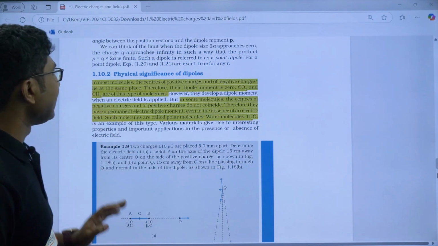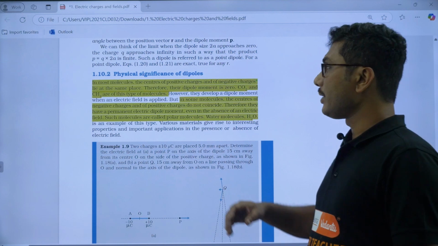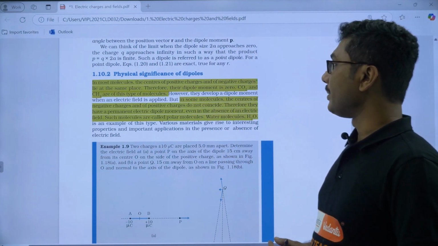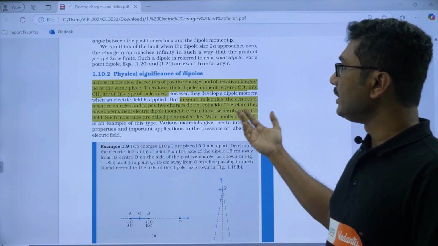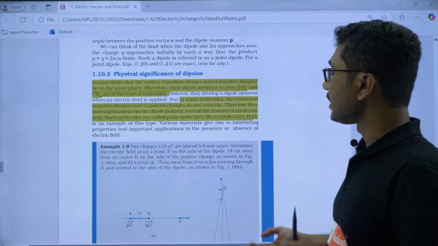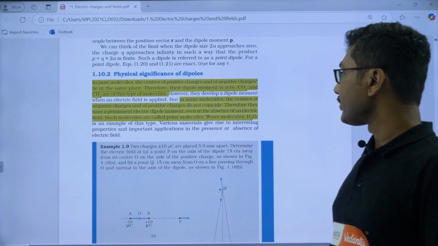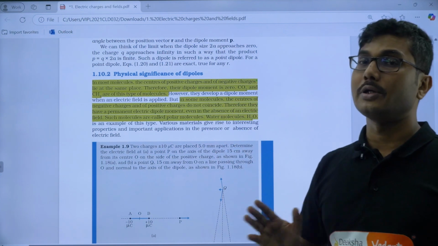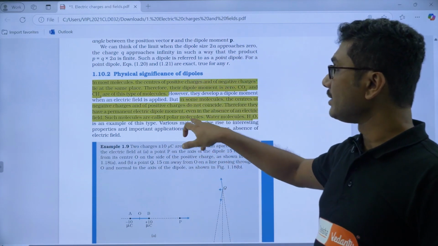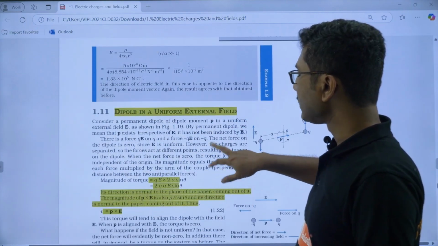Physical significance of dipole. So this part we will study again in our next chapter, but you have to understand that in most molecules the centers of positive charges and negative charges lie at the same place, therefore their dipole moment is 0. CO2 and CH4 are this type of molecules. In some molecules the centers of negative charges and positive charges do not coincide, therefore they have a permanent electric dipole moment even in the absence of an electric field. Such molecules are called polar molecules. So we will learn about them again in the next chapter, but you have to remember these lines are important for MCQ questions and fill in the blanks questions. Okay. Let us move on.